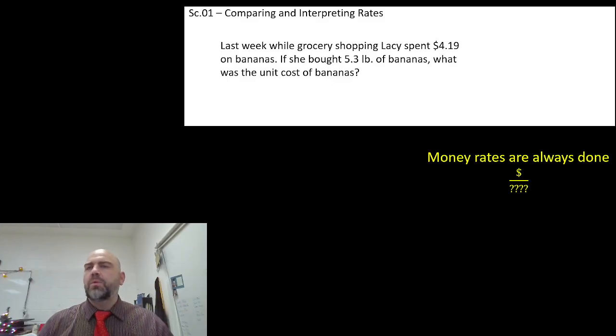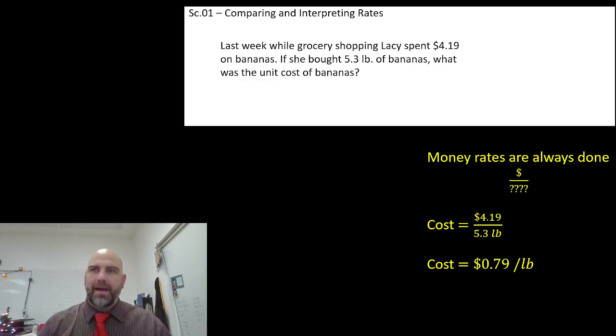Every time we're dealing with money rates, we're always going to do dollars on top and then whatever else we have on the bottom. In this case, we're dealing with pounds of bananas. So our cost is going to be the number of dollars, $4.19, divided by the number of pounds, 5.3 pounds. All we got to do is divide, and we're going to get a unit cost of 79 cents per pound. Okay, so that's what we're going to do.